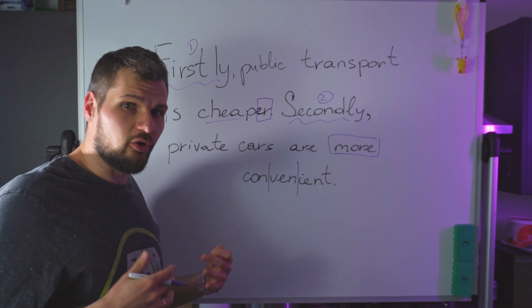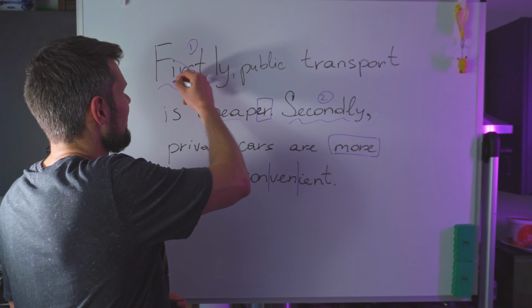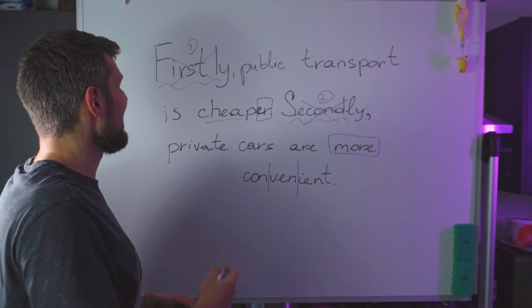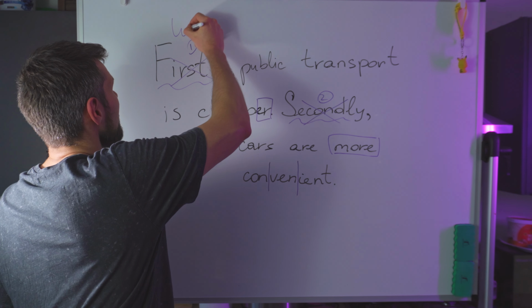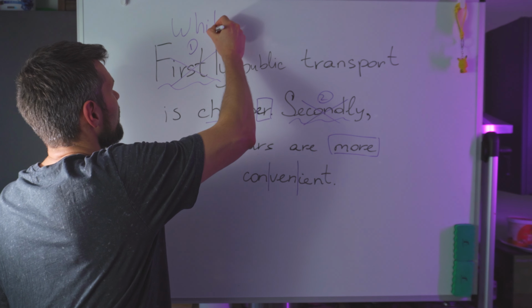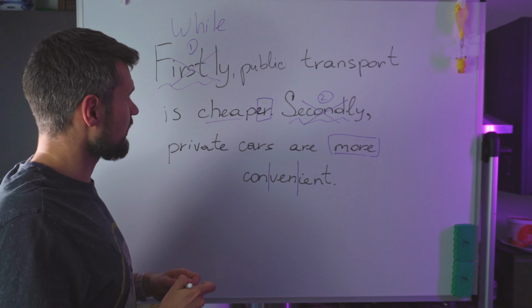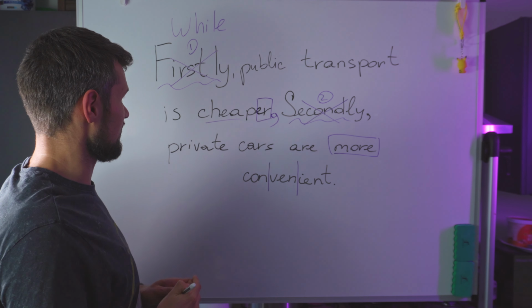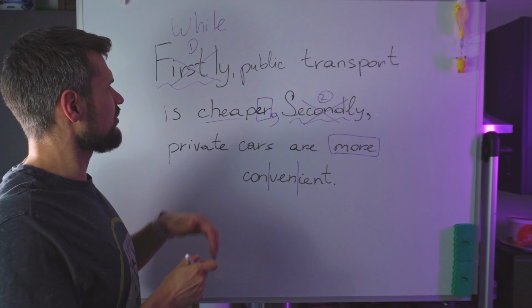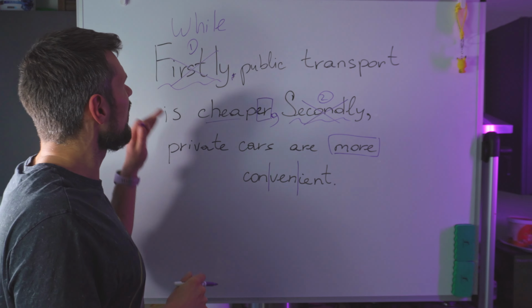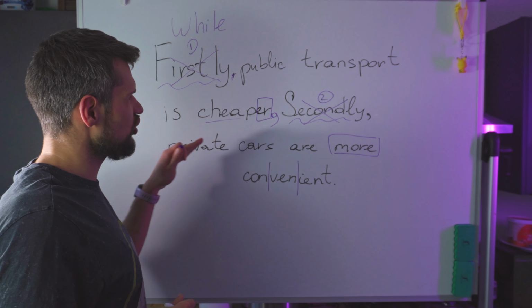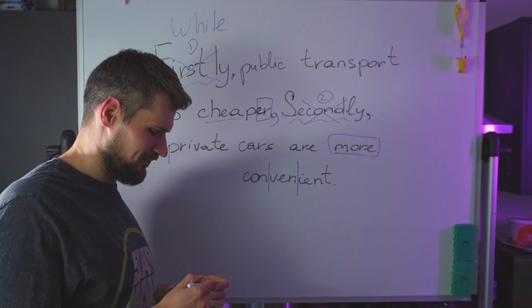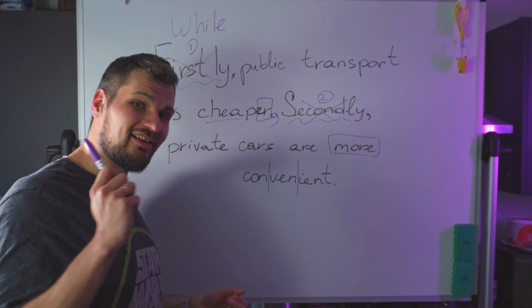So if I were to correct this, I would simply remove these two words because we don't need them, and I would simply add while. And that would be a single sentence. While public transport is cheaper, private cars are more convenient. You don't need a comma after while. Okay, let's take a look at another example.